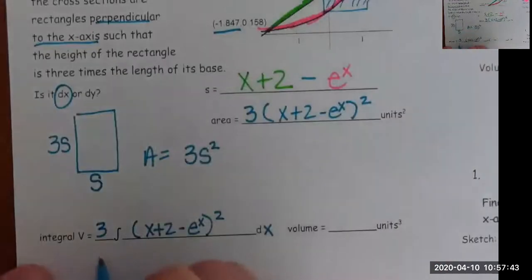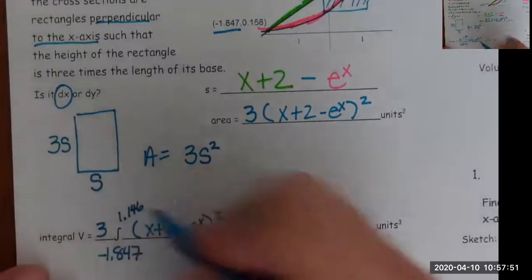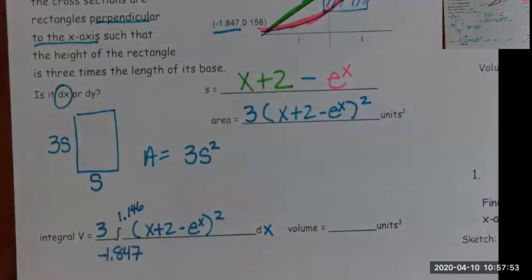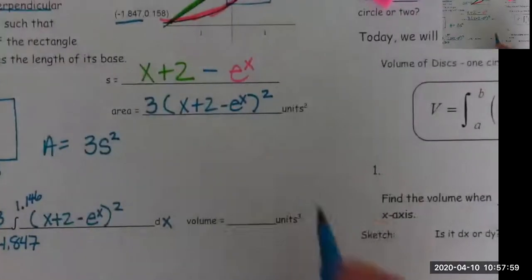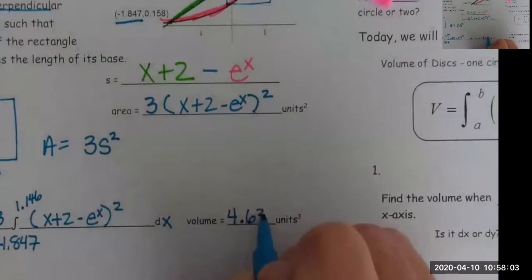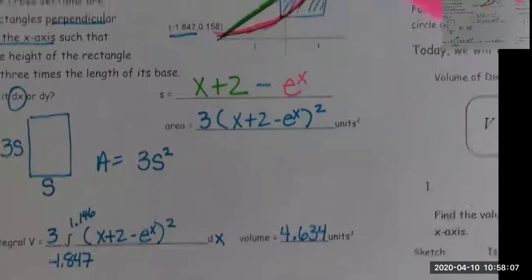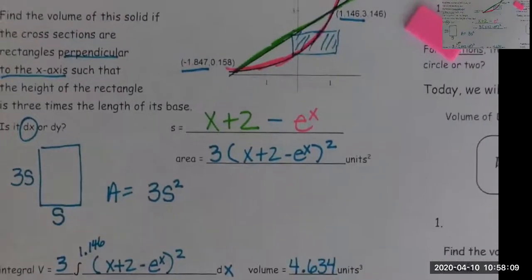And of course, we already gave you the numbers, so we're going from negative 1.847 to 1.146. Okay, so hit the pause button. Okay, you're back. Did you type it in? It is 4.634 units. And that concludes our day on slabs.